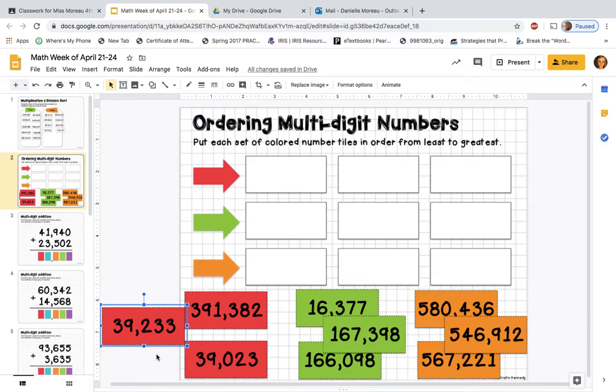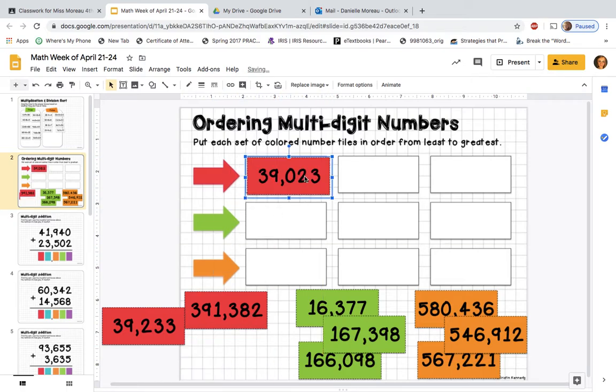So I start with the greatest place value, which in this case is the 3, which is in the 10,000s place. So I have a 3 and a 3. Those are the same, so I need to keep going. I have a 9 and a 9. Those are the same, so I need to keep going. I have a 2 and a 0. 0 is smaller than 2, so 39,023 is the smallest number or the least.